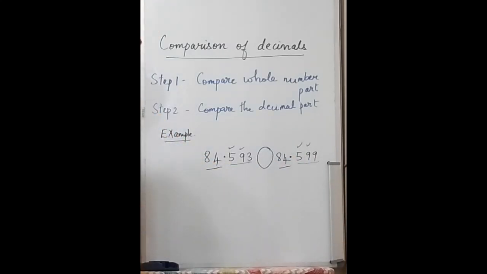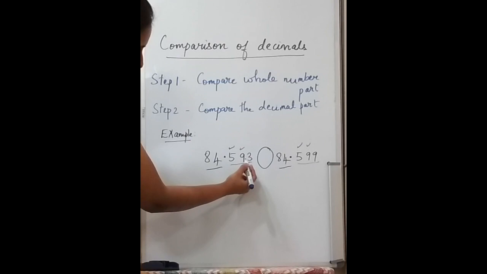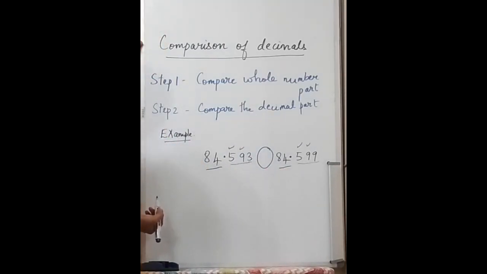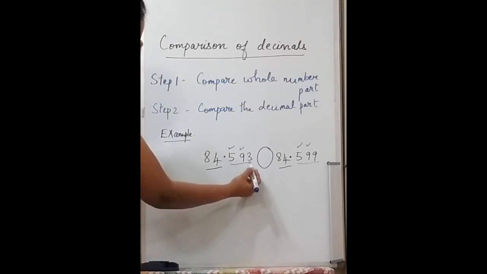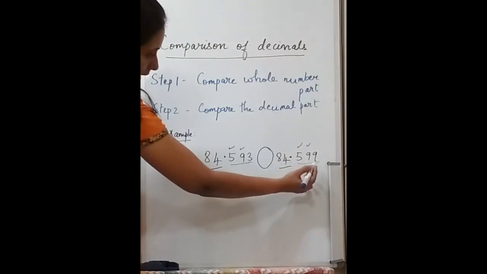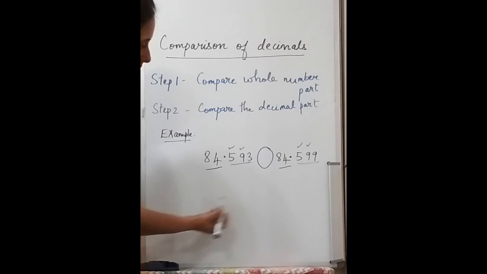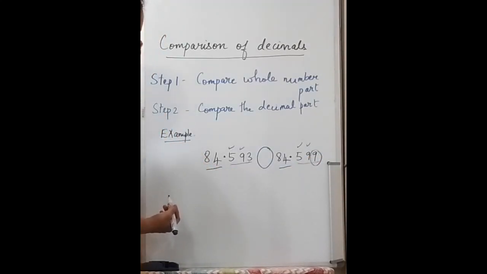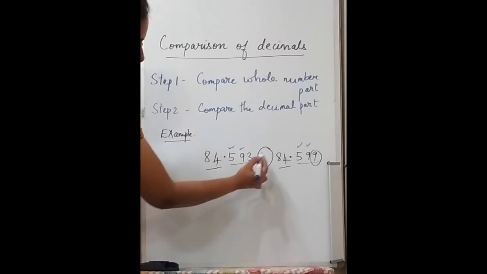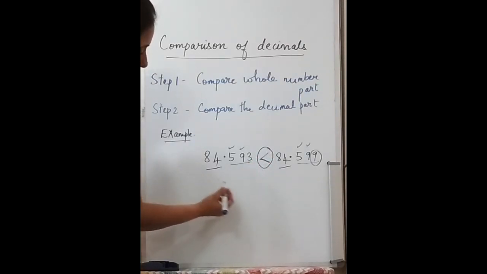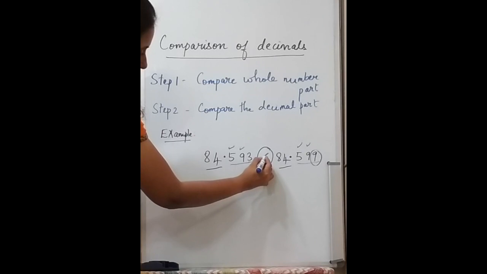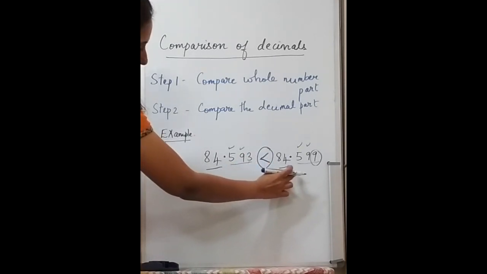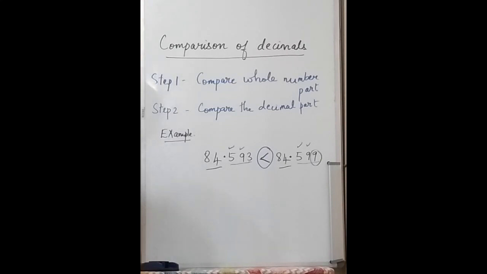So which is greater? So till now 84.59. Here also I have 84.59. Both are the same. Now last 1000th place. Here I have 3 and here I have 9. So which is greater? Here this number is greater. So what do I finally conclude? I should say that 84.593 is lesser than 84.599.